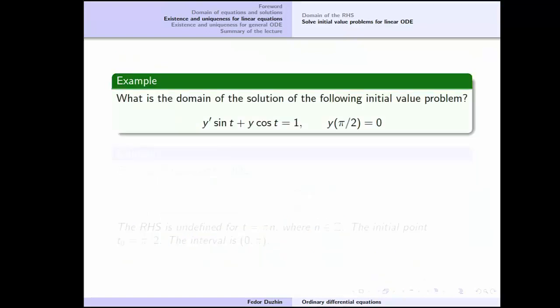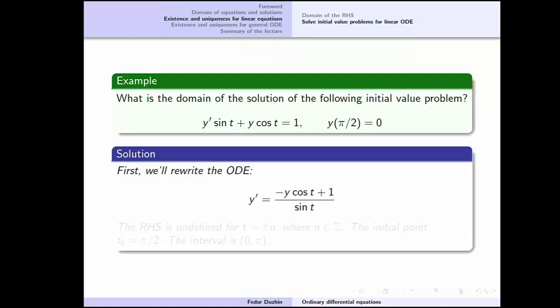So here is a very simple theoretical example. If we want to find the solution of this initial value problem, then the first thing we need to do is rewrite it in the form where the left-hand side is y prime and the right-hand side is the rest. Now notice that the right-hand side is undefined whenever sine t is 0, which happens if t is a multiple of pi.